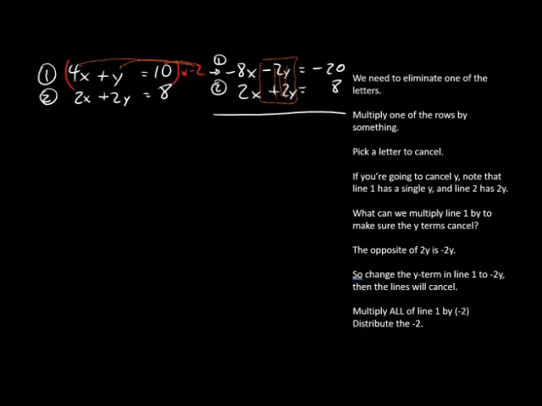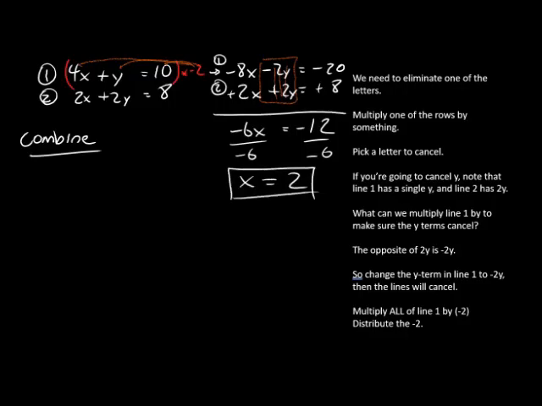Now, when we combine these two, let's look at what we end up with. Negative 8x plus 2x will give us negative 6x, and negative 20 plus 8 will give us negative 12. Just like before, we'll divide by the number that's in front of x, and we still get that x equals 2. Now that we know x equals 2, let's try to get y.